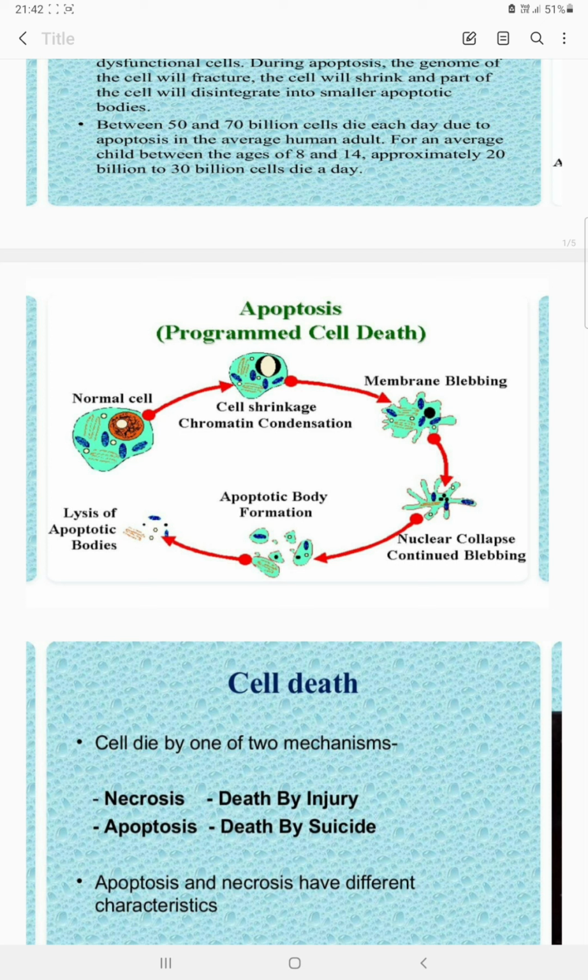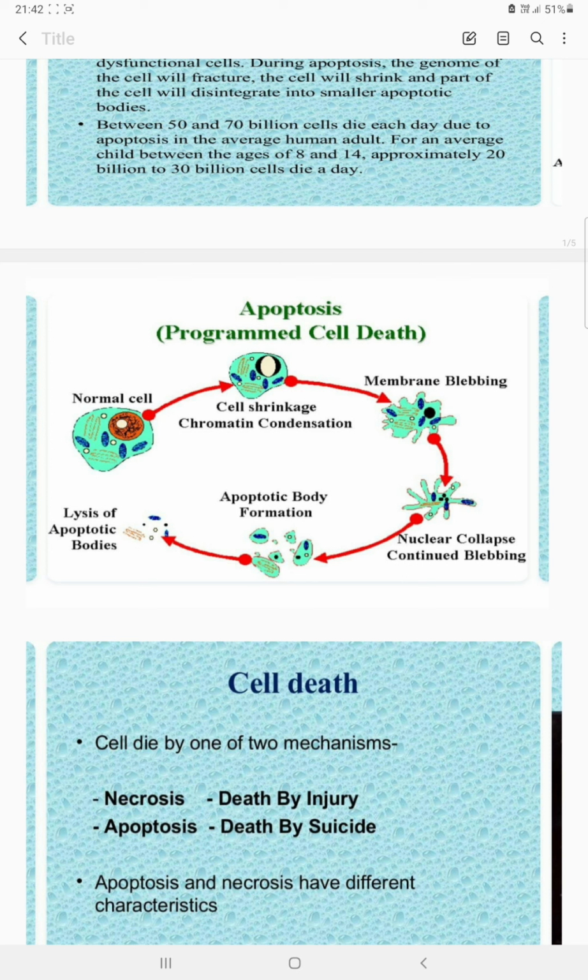And in the other diagram, you can see the cell has shrunk. The chromatin of the cell is condensed. It means the size of the cell is decreased, and the structures inside the cell come near each other, and its integrity is not maintained clearly, as you can see in the diagram too.